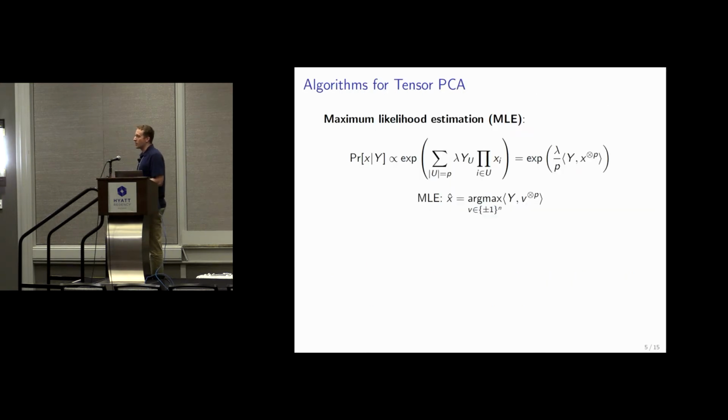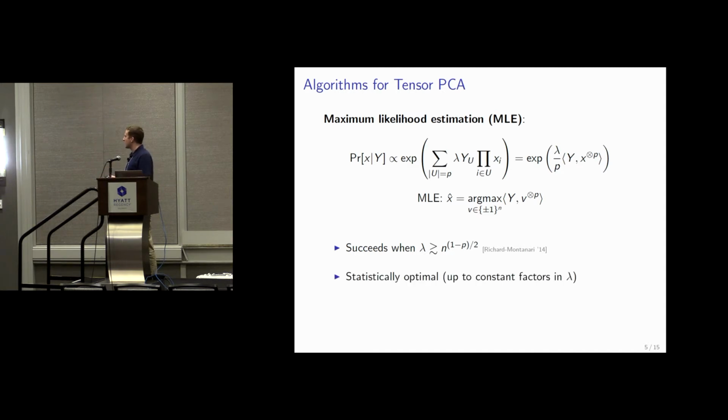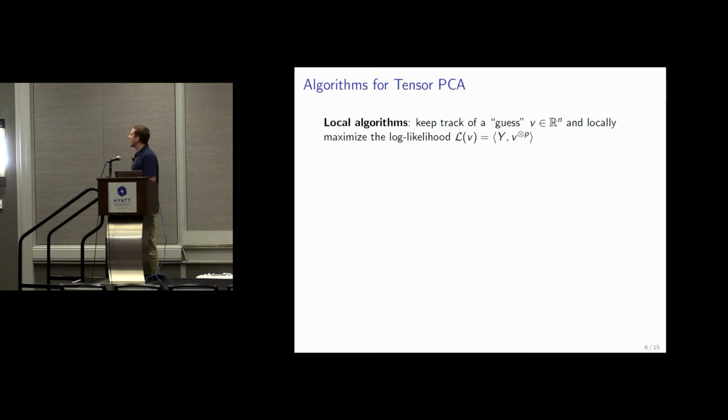And okay, how should we solve this problem? Maybe the first thing to try would just be maximum likelihood estimation, where you can compute the posterior probability of any given vector, given what you observe, and find the vector that maximizes this. And one can show that this succeeds, provided the signal-to-noise ratio is above a certain threshold. And in fact, this turns out to be essentially the statistically optimal thing you can do. But of course, this is not efficient because you have to try all the solutions. So we would really like a polynomial time algorithm.